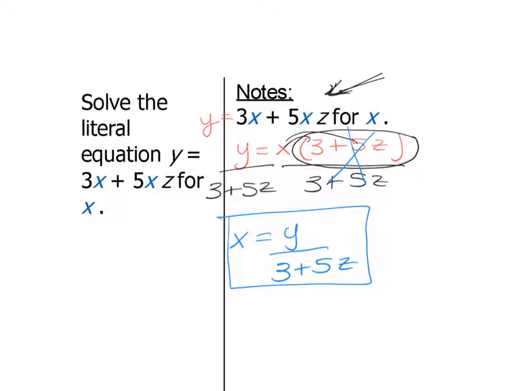Do you understand that? I just undid the distribution by factoring, and I factored so that I have two things multiplied by each other, and I get rid of the one thing I don't need by dividing it.